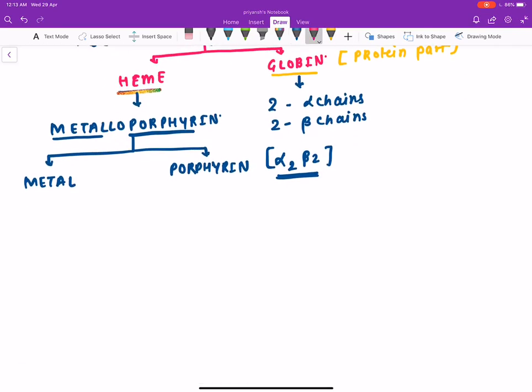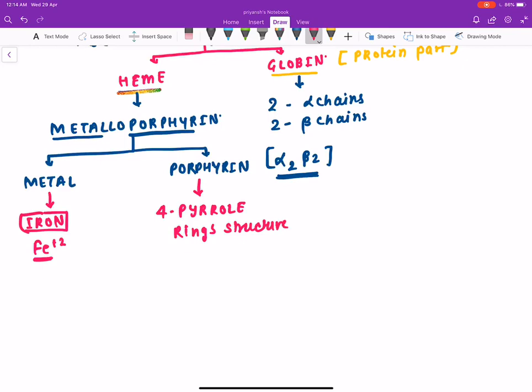The metal which is there in the heme is iron. It is in the +2 form, so I can say it is in the ferrous form. What is porphyrin? Porphyrins are 4 pyrrole rings structure. It is a special structure which is made up of 4 pyrrole rings.